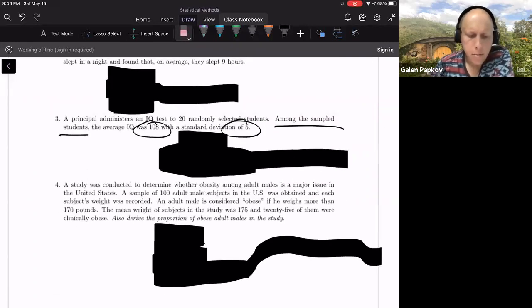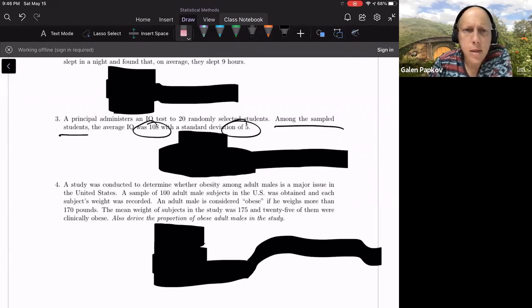It says a principal administers an IQ test to 20 randomly selected students. Among the sampled students, the average IQ was 108 with a standard deviation of 5. So what am I given here? Well, I know that 20 students were used.